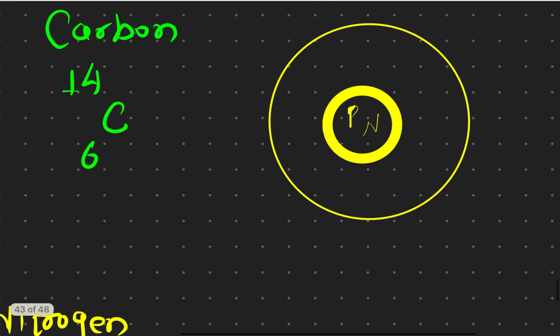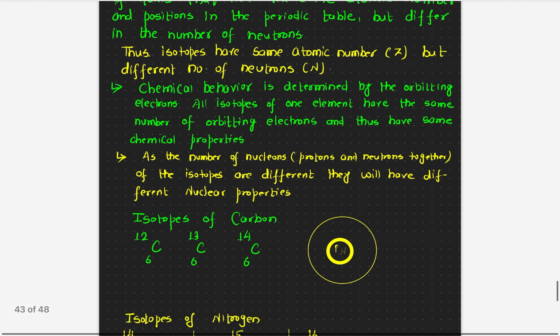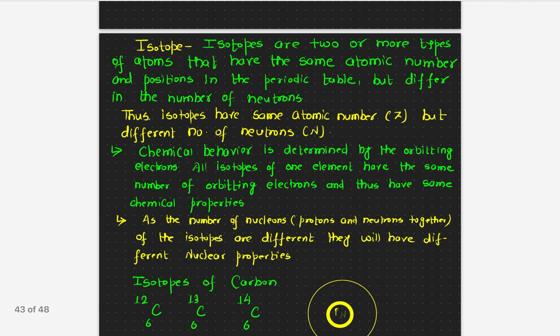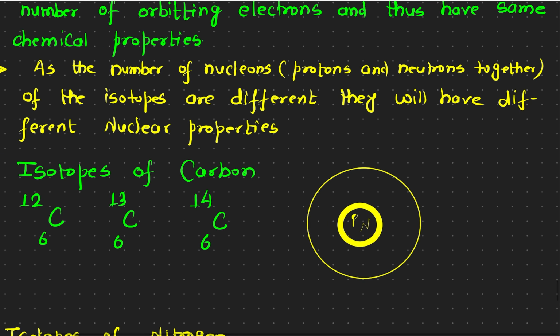So what are isotopes now? Isotopes simply means two or more types of atoms. It could be three or more, even more, that have exactly the same atomic number, but differ in the number of neutrons. They have the same number of protons, but a different number of neutrons. So simply write it down: the number of protons is the same and the number of neutrons is different. That would be called an isotope.